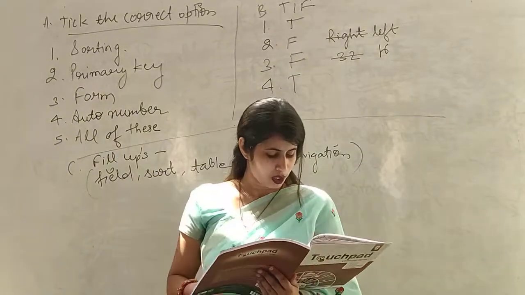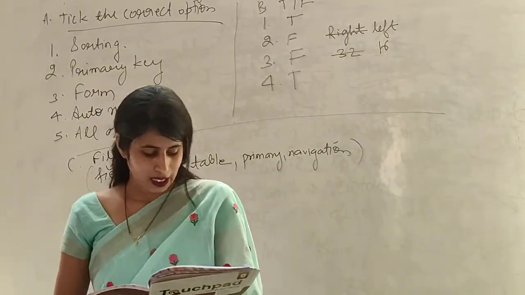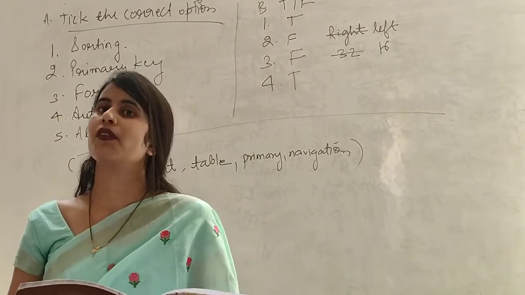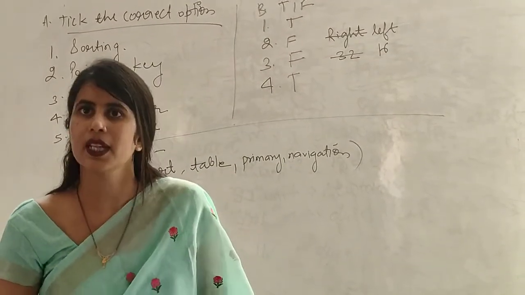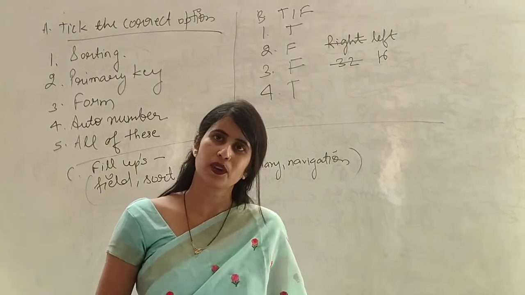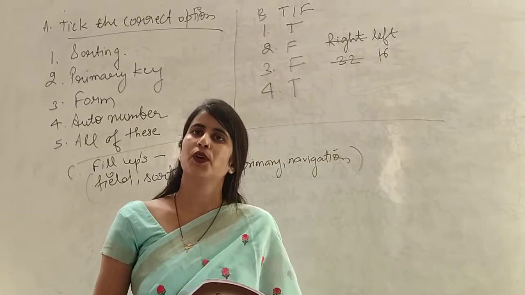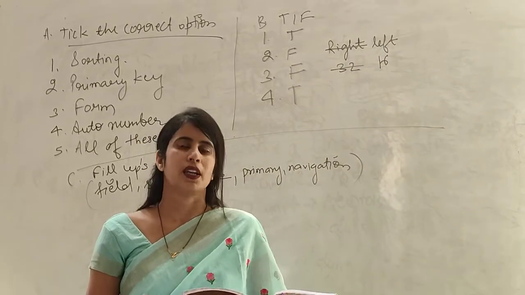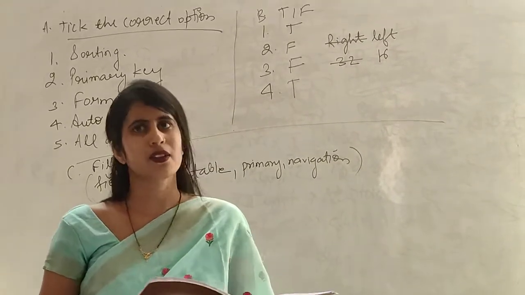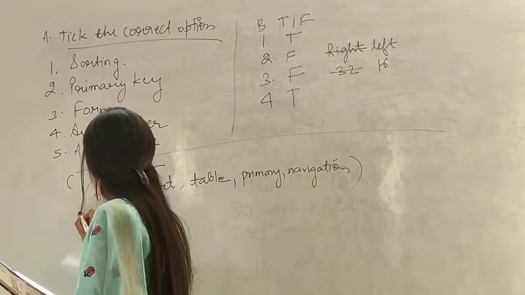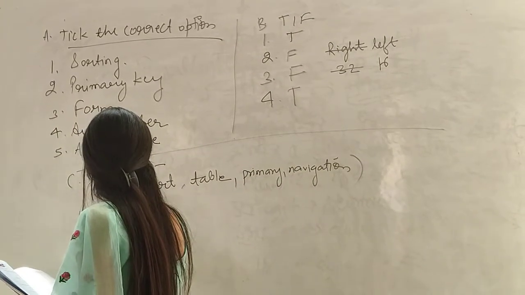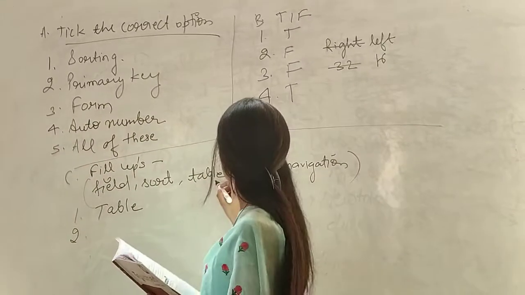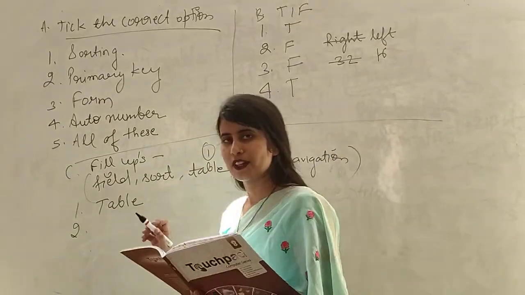The first is: the collection of related records is called. Means where we are able to find the related records. We know that in MS Access window we store the records in the form of a table. So the answer will be table. The first answer is table.